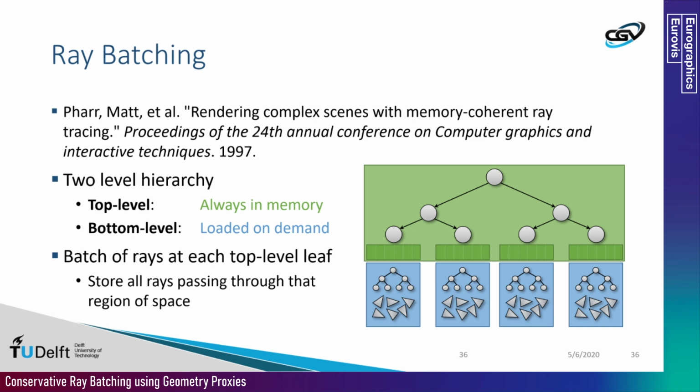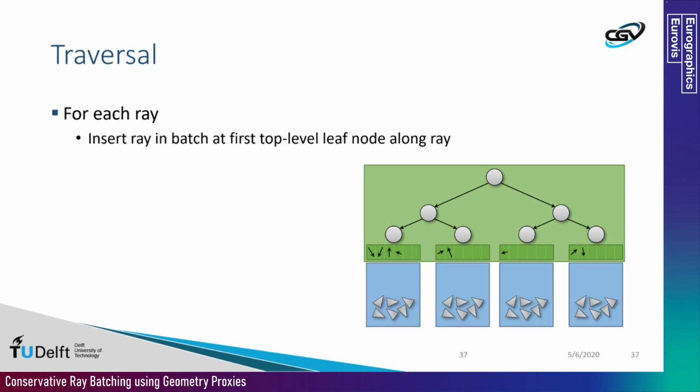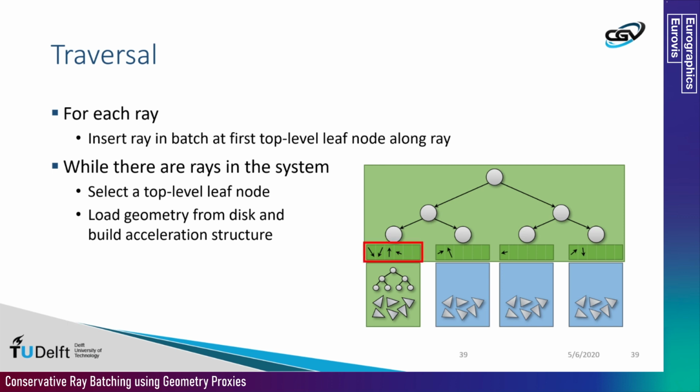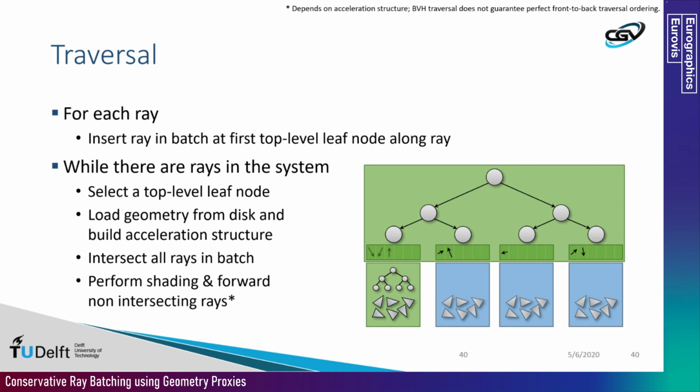In addition, each leaf of the top level structure has a ray batch. A ray batch stores all of the rays passing through that region of space. To traverse the structure, we first take all of the rays and batch them at the first top level leaf node that they visit. Then, as long as there are still rays in the system, we select one of the leaf nodes. We pick the one with the most rays. We load its geometry from disk and rebuild the acceleration structure. Then, we traverse the rays. Rays that hit the geometry are shaded. And rays that miss are moved to the batch of the next leaf node along the ray.